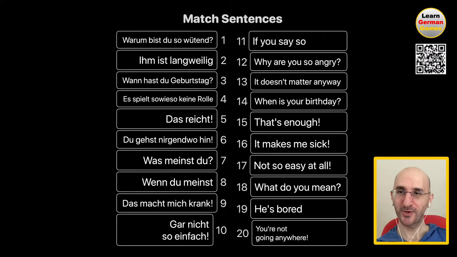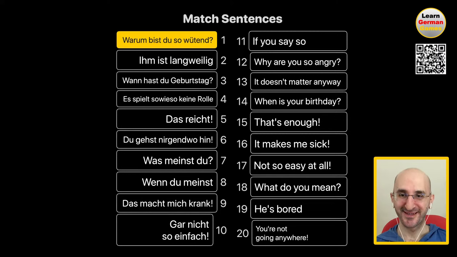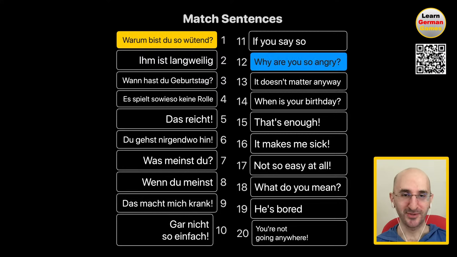Same exercise now with short sentences we saw today, as well as some sentences I said, and sentences that are useful in daily life. Warum bist du so wütend? Why are you so angry? That's what everyone wants to know. Genau. 12, ja, danke schön.